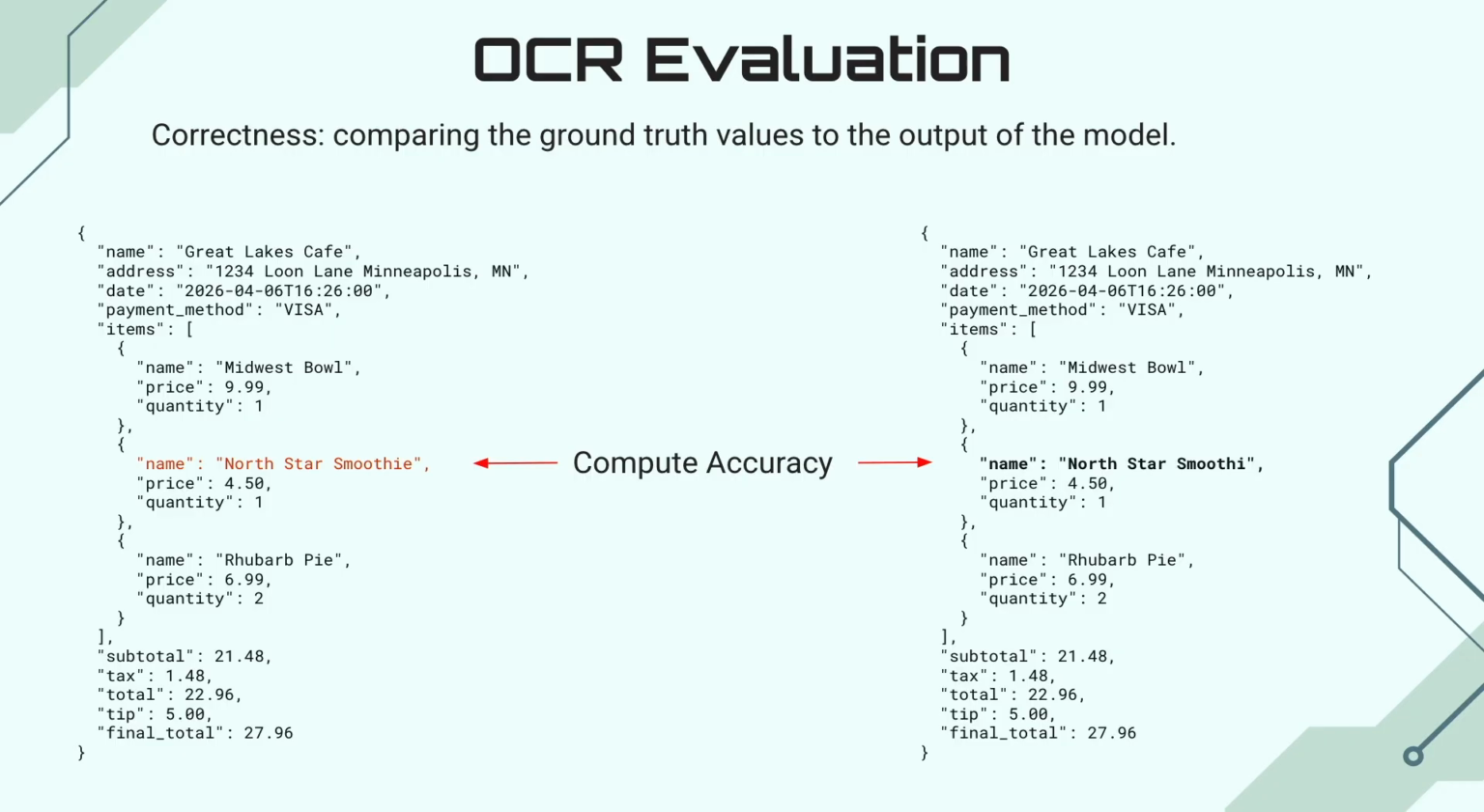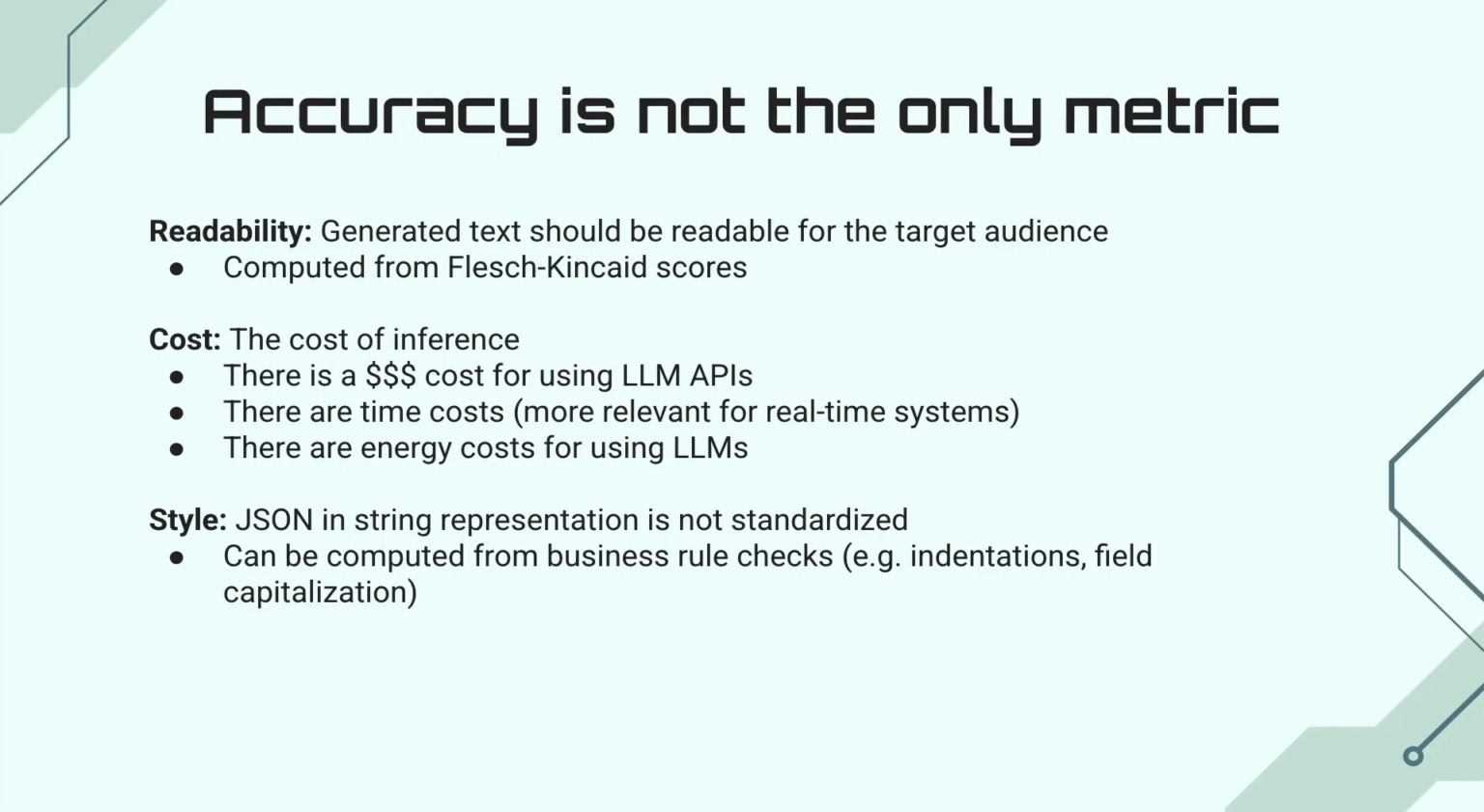So here we're comparing the two JSON outputs, the ground truth, to what the model actually outputted. And you can see that there's an error here. Then we could look and see, did that actually come from the OCR extraction, or did that come from the parsing step? One thing I want to mention, which is pretty important, is that accuracy is not the only metric.